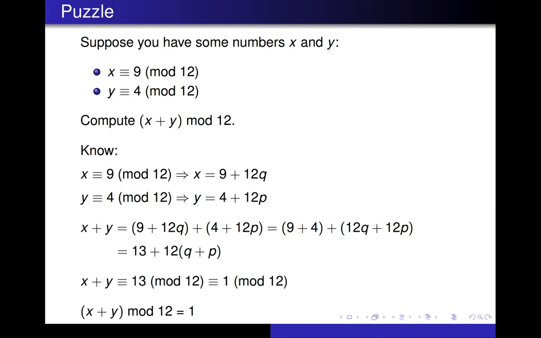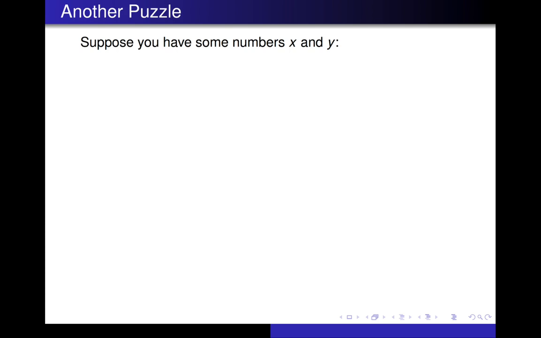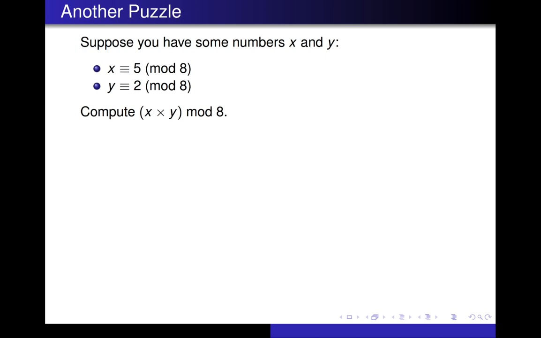All right, let's do another puzzle. So again, we have some numbers x and y. Here's what we know. X is congruent to 5 mod 8. We're doing mod 8 this time. Y is congruent to 2 mod 8. And I want to know, what is x times y mod 8? And what we're hoping is for something similar to what we had when we did addition. And it turns out we do, but we're going to have to work a little harder for it.